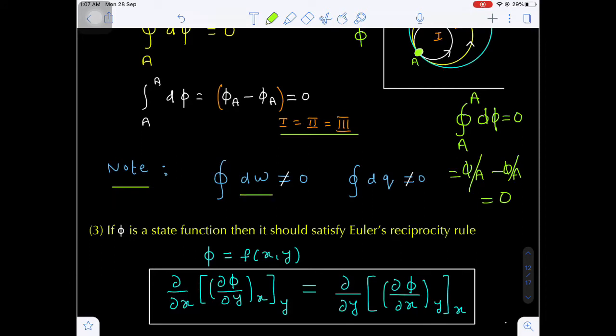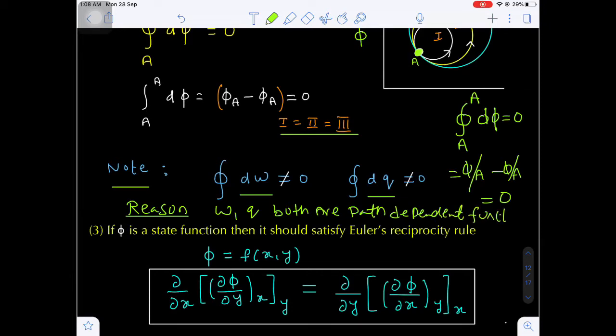And one more important thing here, work done. The cyclic integral of work done, or the cyclic integration of dq or dw, will not be equal to 0, because these two are path dependent functions. They do not depend upon the state, they depend upon the path. The reason why the cyclic integration of these functions is not equal to 0 is because w and q both are path dependent functions, they are not state dependent.